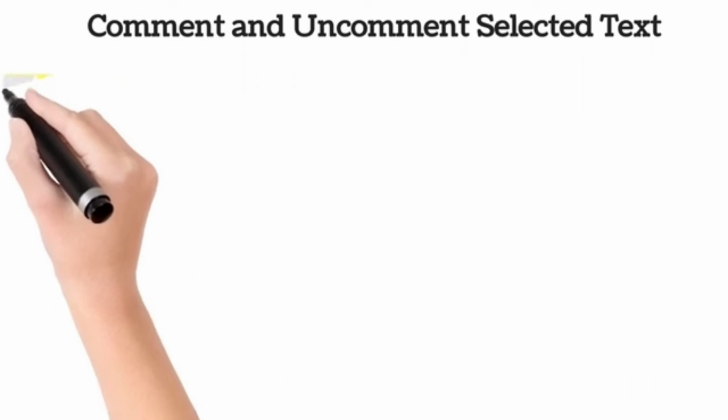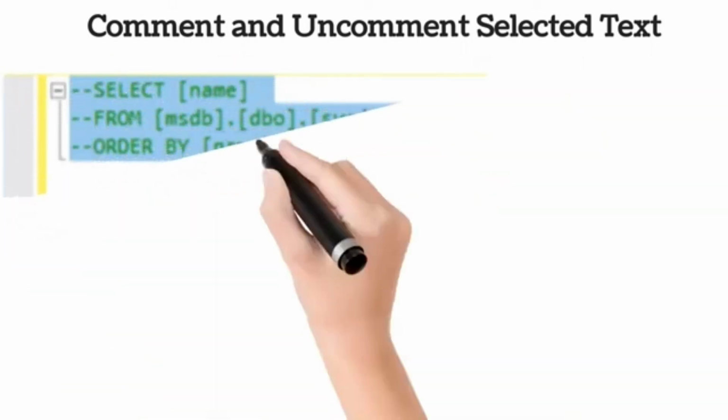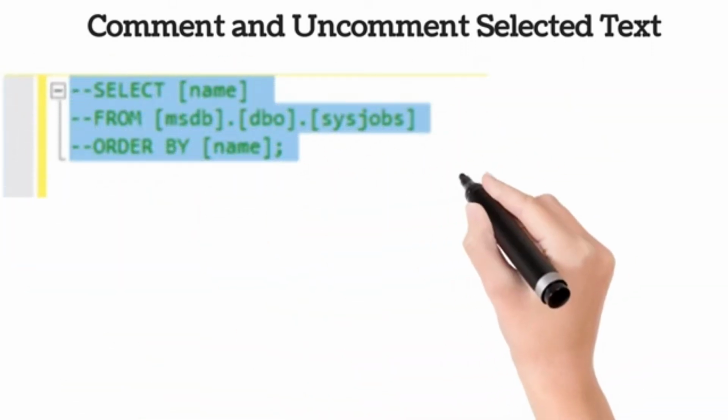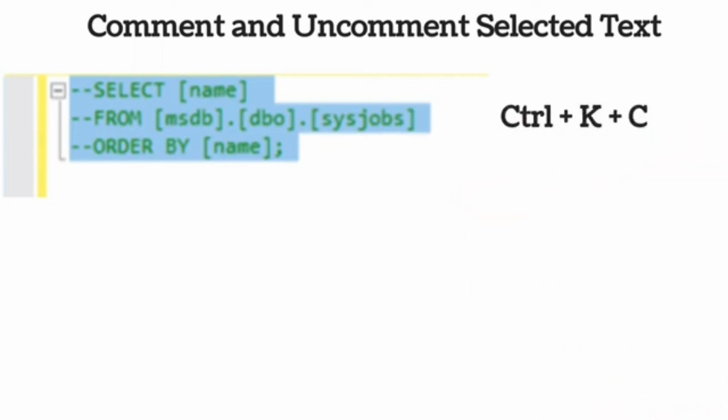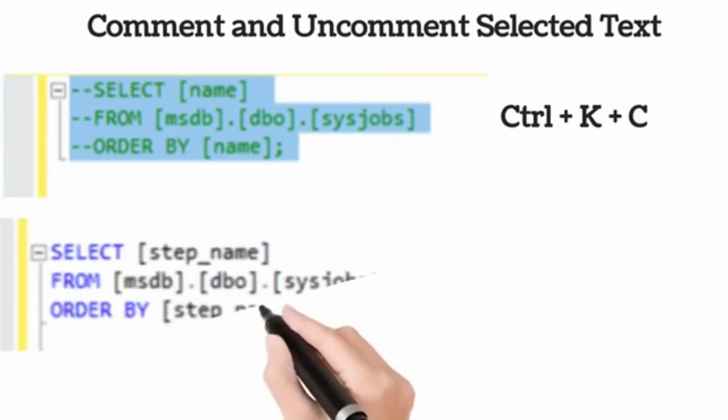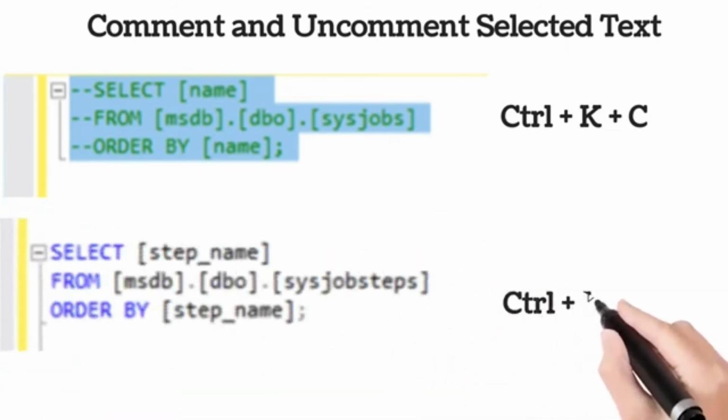SSMS gives you the ability to comment and uncomment selected text. First select the query's text which you want to comment, then press Ctrl+K+C to comment each line out. To uncomment the selected query text, use shortcut key Ctrl+K+U.